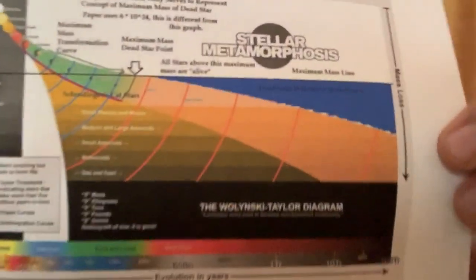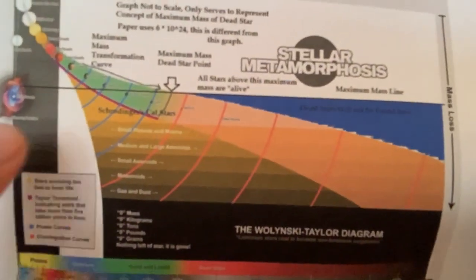And the reason why I wanted to say there's a maximum mass is because it's one variable that we can use to determine if a star is alive. It's very interesting that I had noticed this. Here's the graph. You guys can look it up yourself. I have it linked at the bottom.